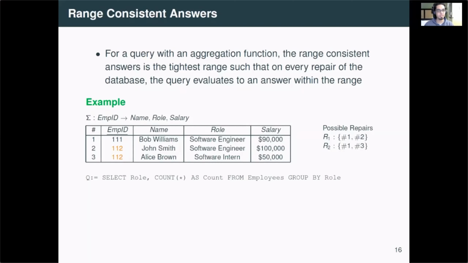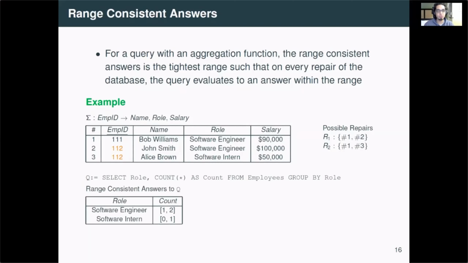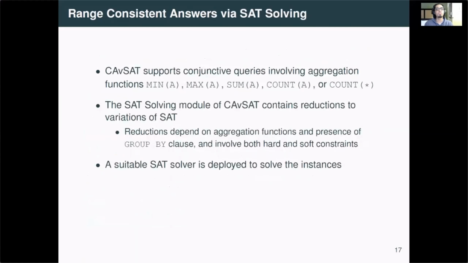So the range consistent answers say that instead of simply evaluating the query, you give the range. And the range says that for software engineer, the range is 1, 2. That is, no matter how you repair this particular database, you're guaranteed to find at least one software engineer and at most two software engineers. Similarly, there is a repair where there is no software intern, that is the lower bound is 0, but you're guaranteed that no matter how you repair, you'll find at most one software intern. That's range consistent answers.